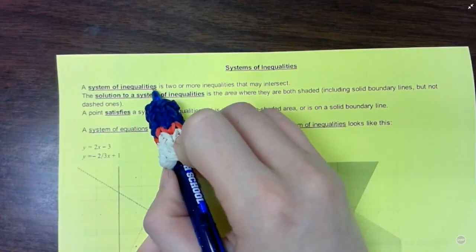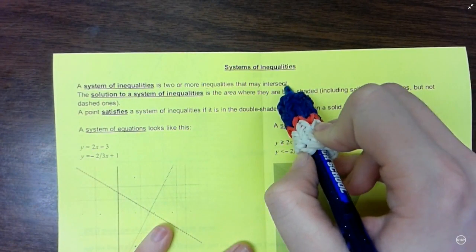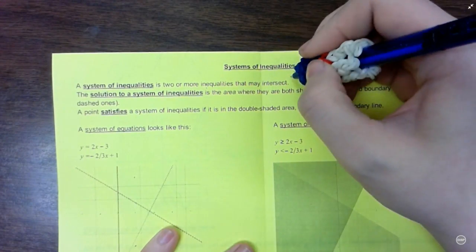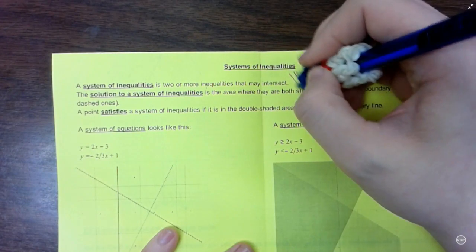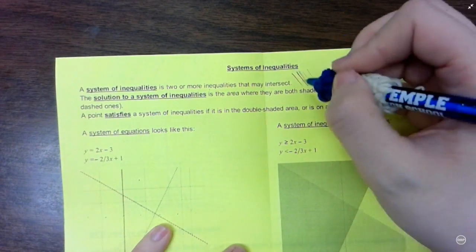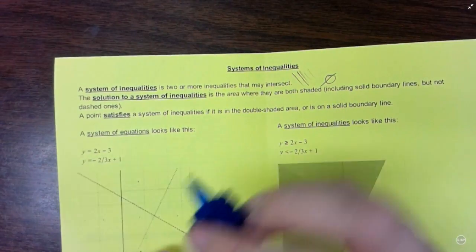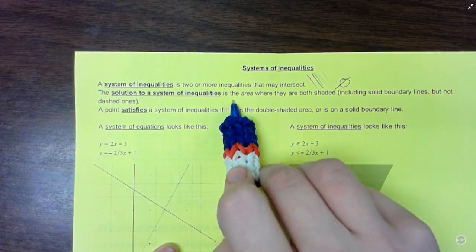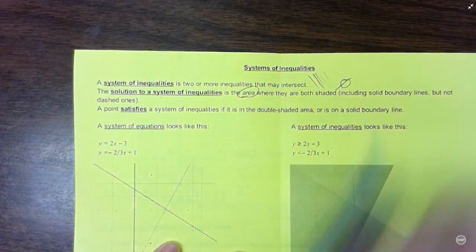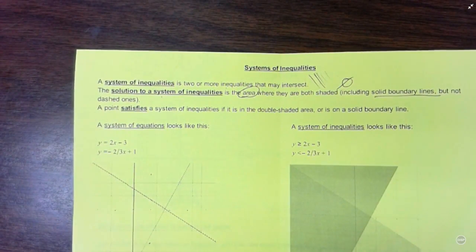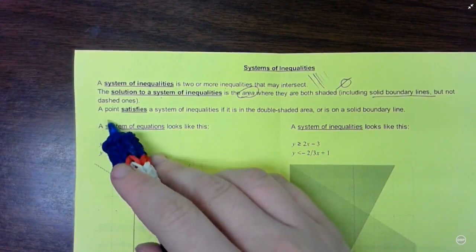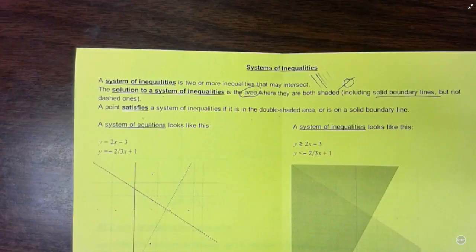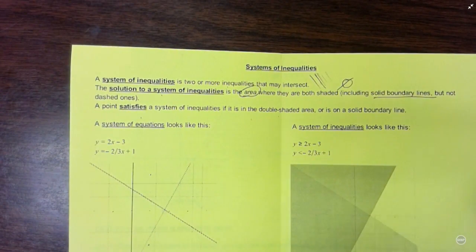So a system of inequalities is two or more inequalities that may intersect. Remember, if the lines are parallel, then even if they're shaded, they might be shaded in opposite directions and still not intersect. You could still have no solution. The solution to a system of inequalities is the area where they are both shaded, including any solid boundary lines but not dashed ones, and I'll show you what I mean. A point satisfies a system of inequalities if it is in the double shaded area or is on a solid boundary line.